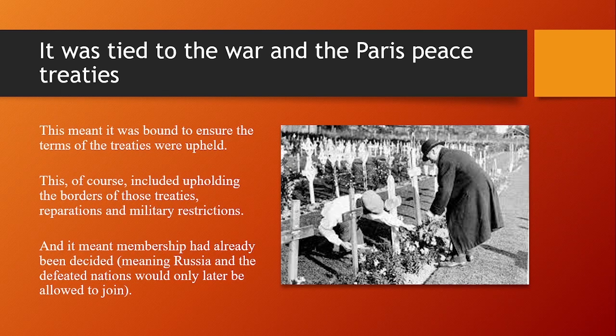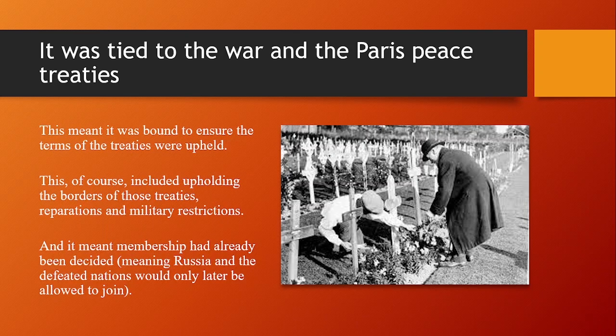First up, the League was tied to the war and to the Paris peace treaties. This meant there were emotional ties, and they weren't peaceful emotions, more like raging hatred, and from both winners and losers. Don't forget Italy and its mutilated victory. The League was written into each of the peace treaties, and so it was well and truly bound to ensure the terms of the treaties were upheld. And this, first and foremost, meant upholding Europe's new borders.